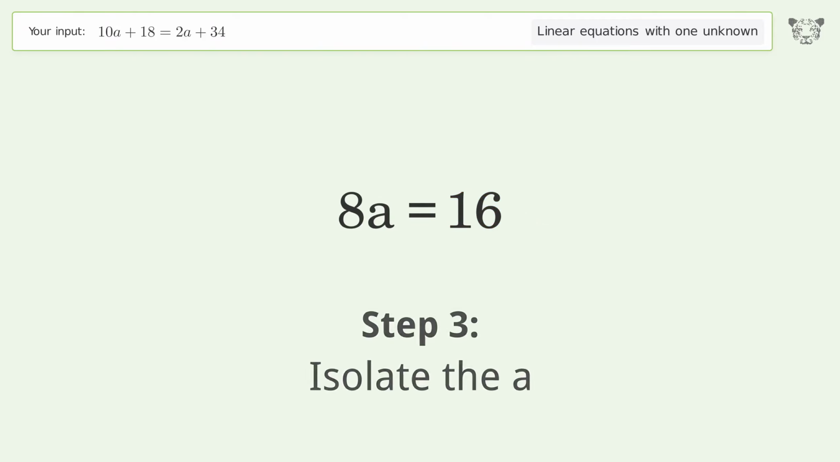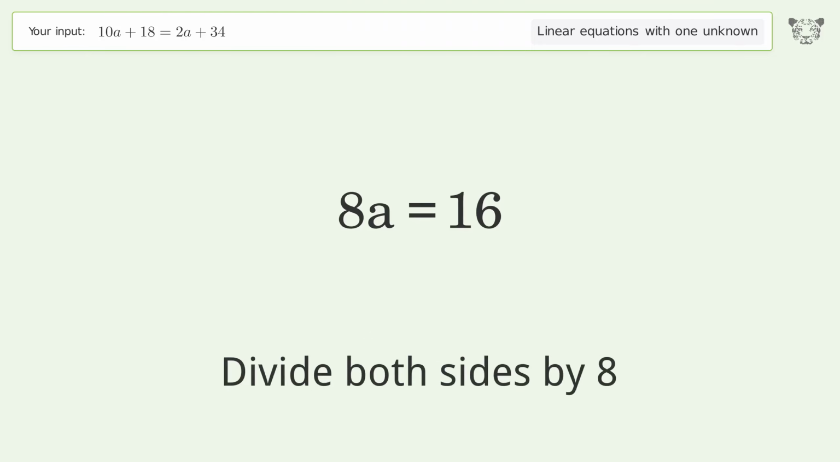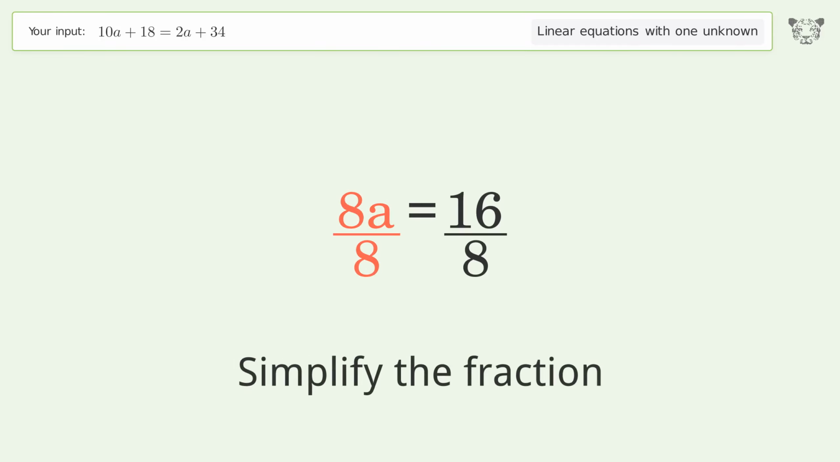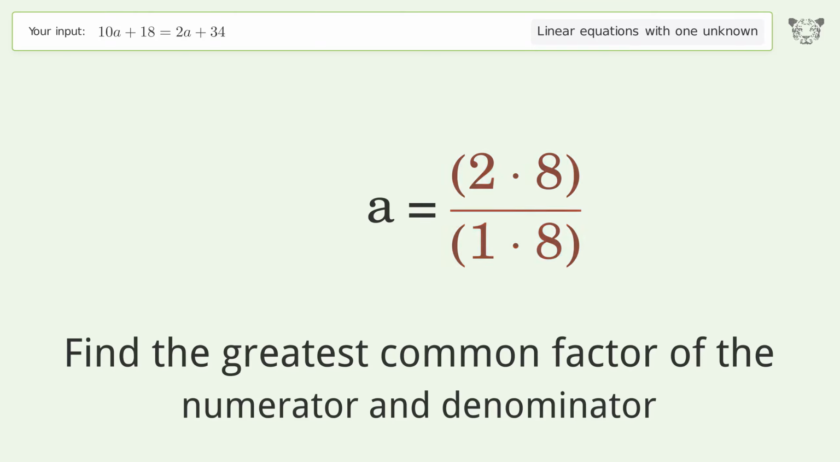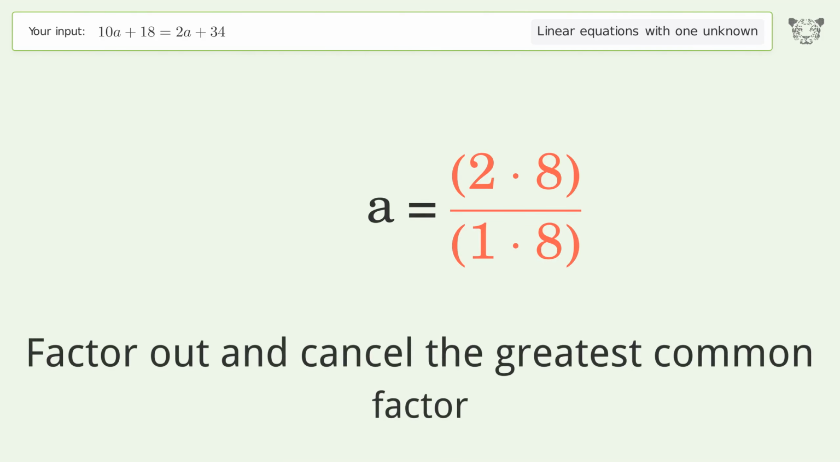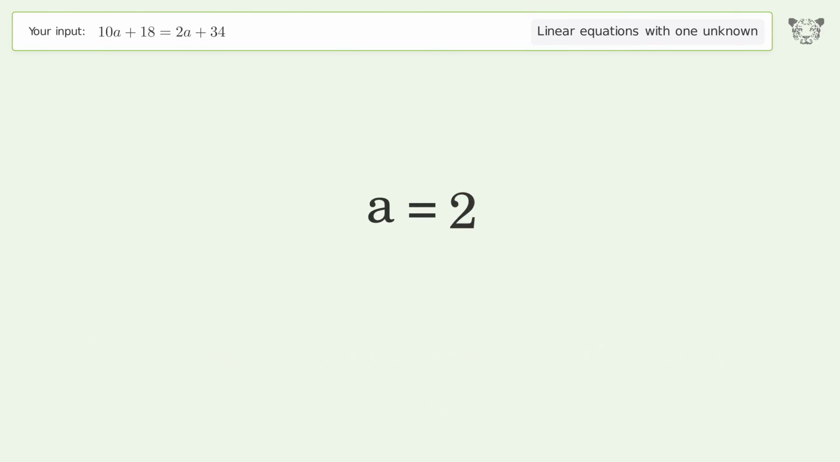Isolate the a. Divide both sides by 8. Simplify the fraction. Find the greatest common factor of the numerator and denominator. Factor out and cancel the greatest common factor. And so the final result is a equals 2.